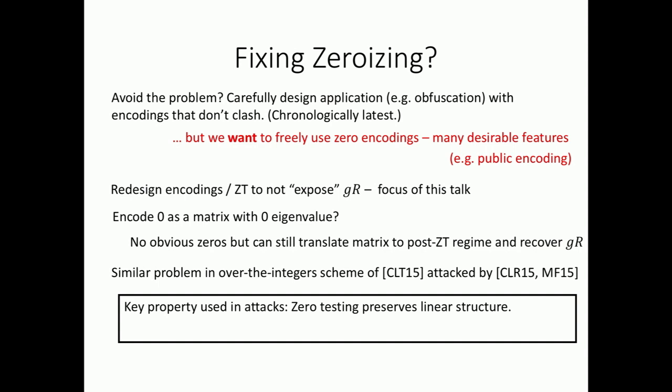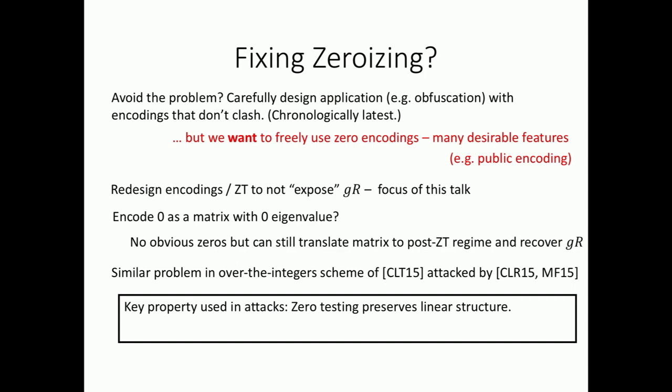So the specific fix that I am going to talk about now tries to find a source for all of these attacks, a common reason why all of these attacks work, and they figure out that the zero testing actually preserves the linear structure, which is a very useful property. What do I mean by that?